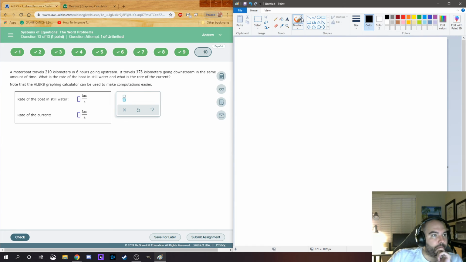I hope you do. All right, a motorboat travels this many hours, this many kilometers going upstream and 378 kilometers going downstream in the same amount of time. So here's how you set this up. Now, to do one of these, you'd have to know that the distance equals the rate times the time, like that physics formula. So in this case, I'm filling it in.